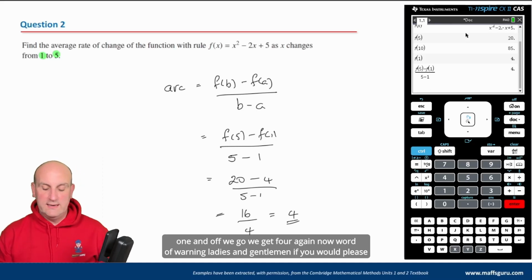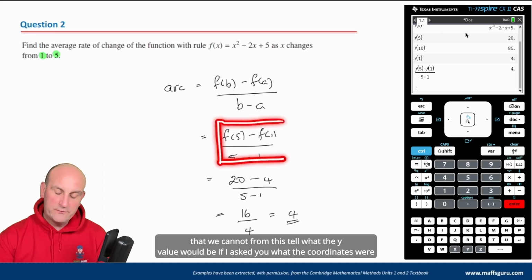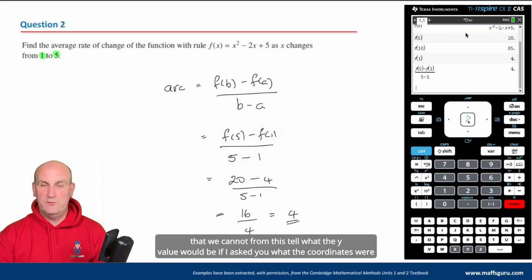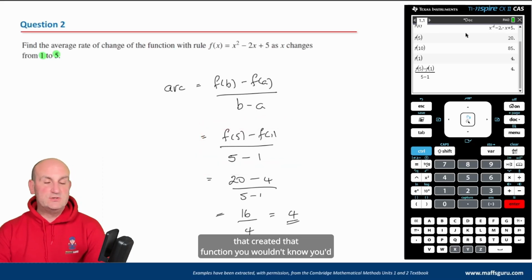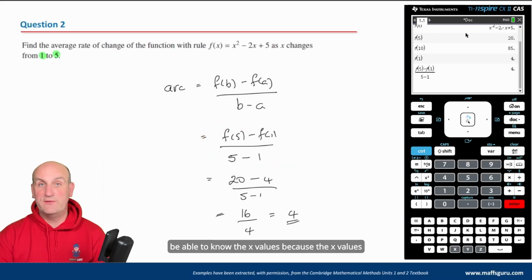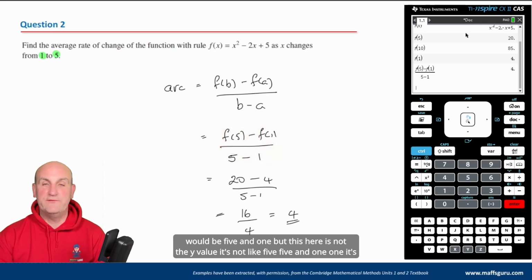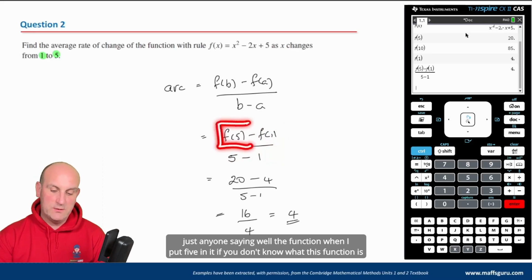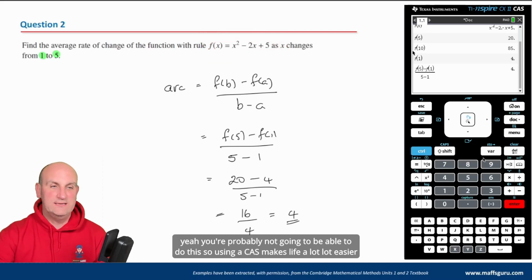Now, a word of warning, ladies and gentlemen, if you would please: we cannot from this tell what the y value would be. If I asked you what the coordinates were that created that function, you wouldn't know. You'd be able to know the x values, because the x values would be 5 and 1. But this here is not the y value. It's not like 5, 5 and 1, 1. It's just saying, well, the function when I put 5 in it. If you don't know what this function is, you're probably not going to be able to do this. So using a CAS makes life a lot easier.